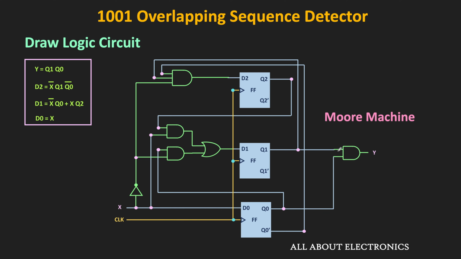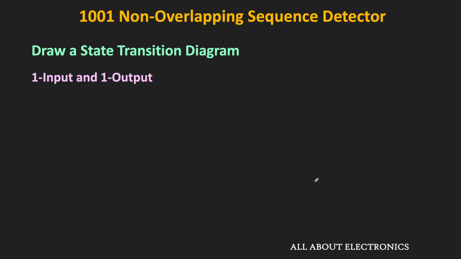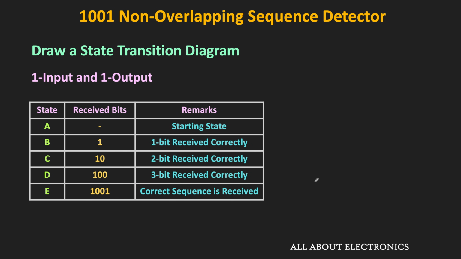Similarly, we can also design the non-overlapping type Moore sequence detector. Here, let me just show you the state diagram for this non-overlapping type detector. And then after, by following the remaining steps, you can easily find the logic circuit. Once again, here we will have one input and one output. And there will be a total of 5 states in the detector.